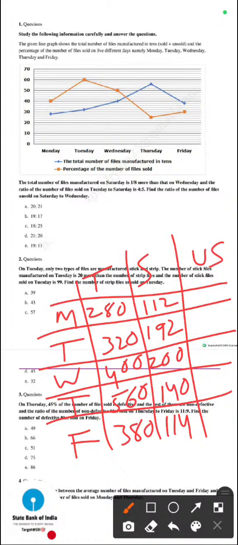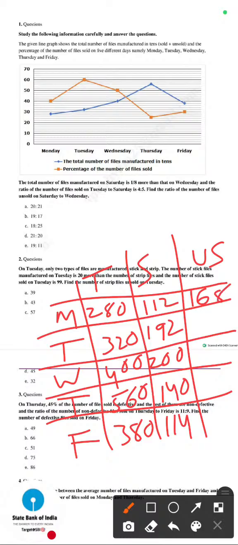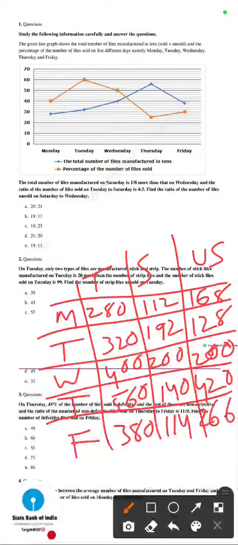So here we have 168 and 128. This is 200. This is 420. The last one is 266. So these are the things we have. Now let's see the first question.